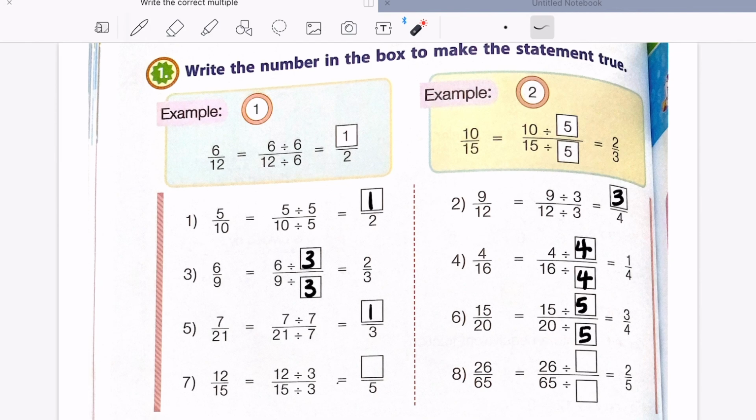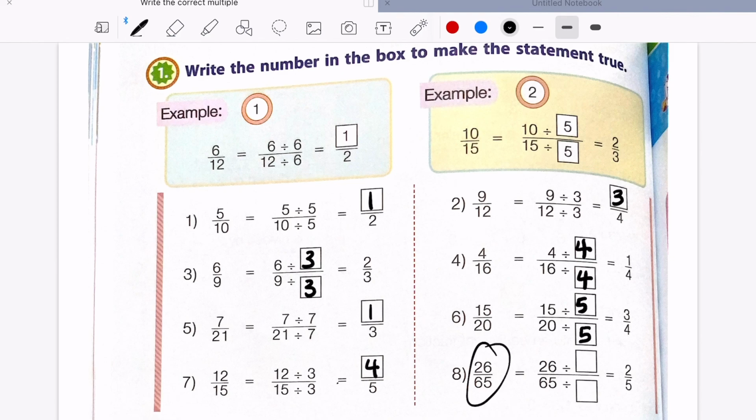So let's take a look at number 7. They give it to you. You have to find the numerator. So 12/15 is equal to blank over 5. So 15 divided by 3 is equal to 5. So then we also divide by 3 on the top. So 12 divided by 3 is equal to 4. Very good.